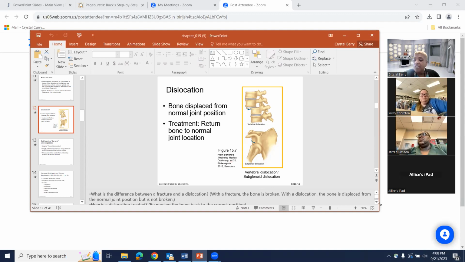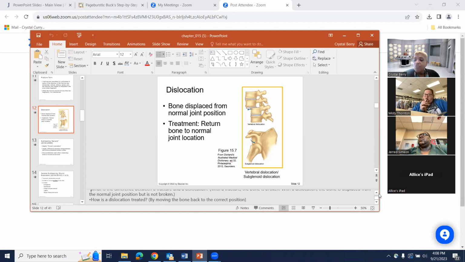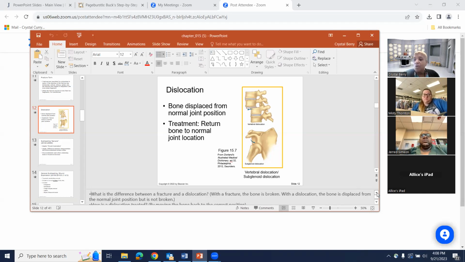And I told you all, if you are reading the questions under the PowerPoint slides, and you're actually looking at the questions it's asking, you'll do really, really well on your exams, because a lot of that information is pulled from your PowerPoint slides, as well as from the chapter.